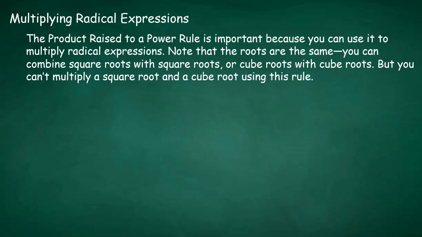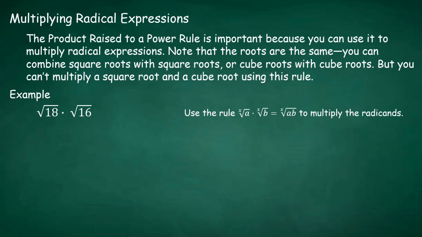Note that the roots are the same. You can combine square roots with square roots, or cube roots with cube roots. But you can't multiply a square root and a cube root using this rule. Example: square root of 18 times square root of 16.